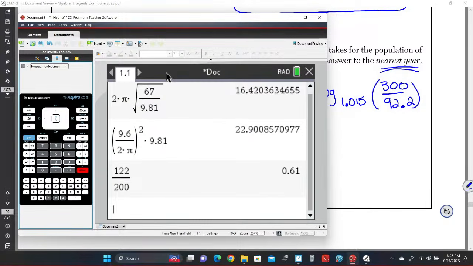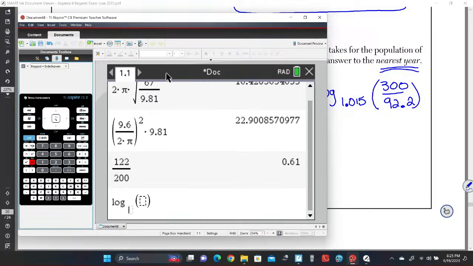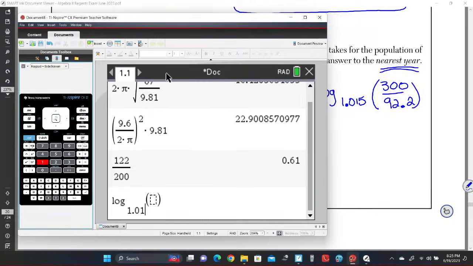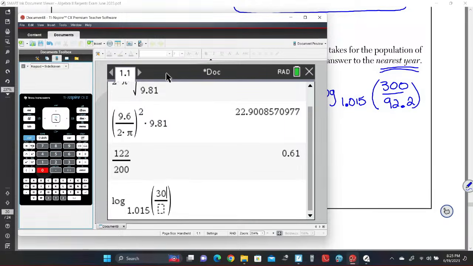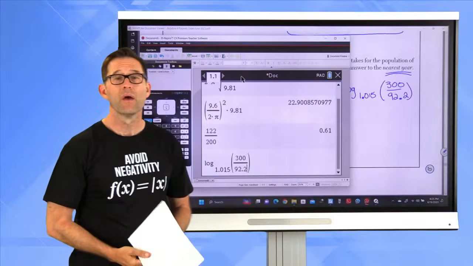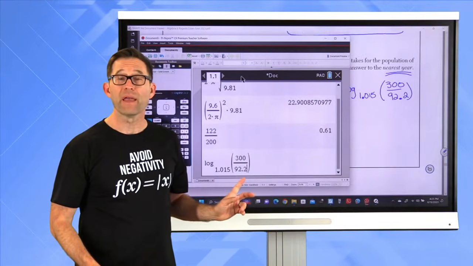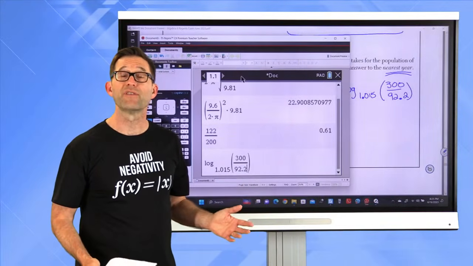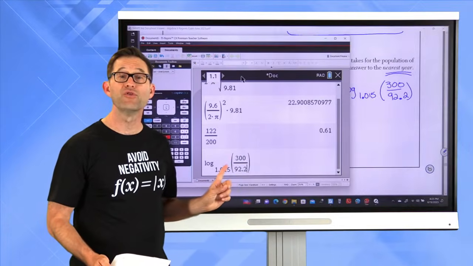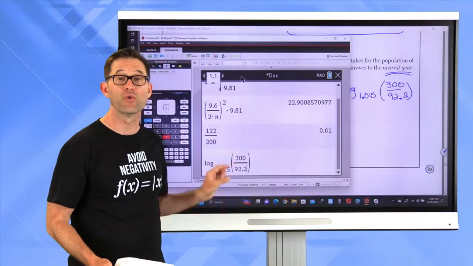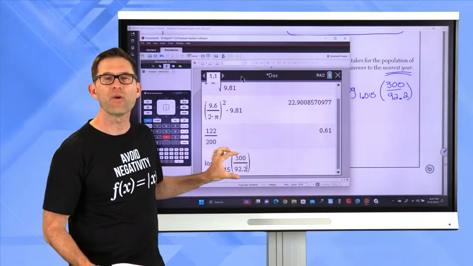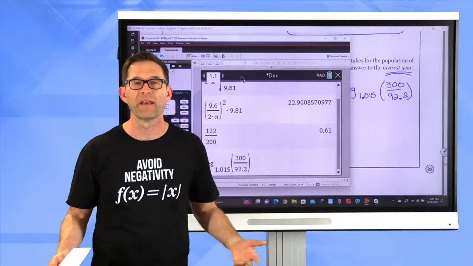All I need to do is go to my log. It will take any base whatsoever, log of base 1.015. And again, what I'm asking the calculator is something that for us is very difficult to think about, but for the calculator it's very easy. When you do a logarithm of any base, you are literally asking the calculator to tell you, what exponent do I need to raise this number to get this number?